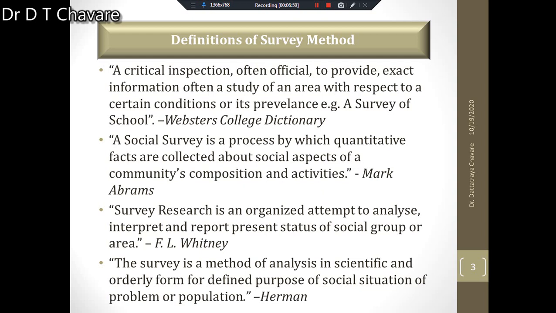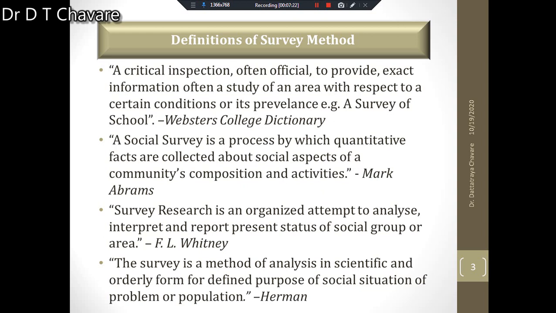Then another definition is also given by F.L. Whitney. As per this thinker, survey research is an organized attempt. What type of attempt is there? Organized attempt to analyze, interpret, and report the present status of a social group or area. This is called survey method. This is called survey. Okay.